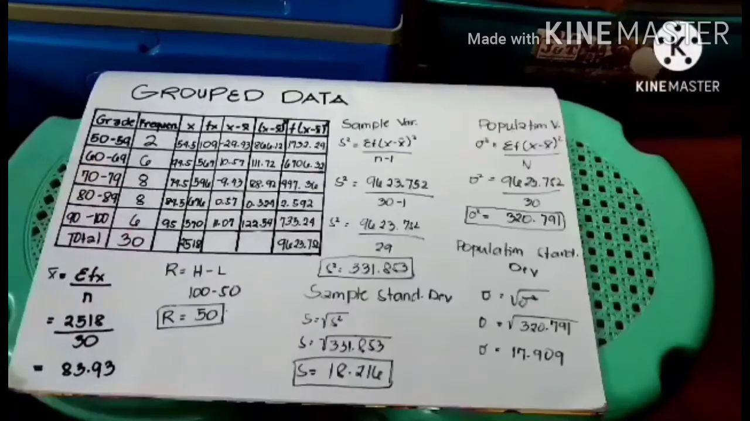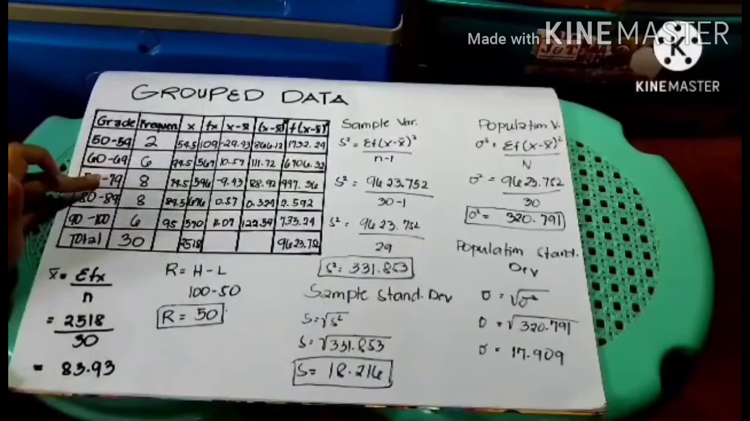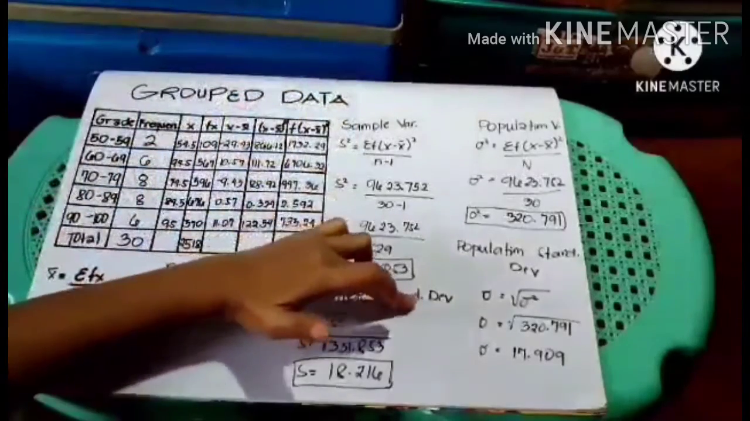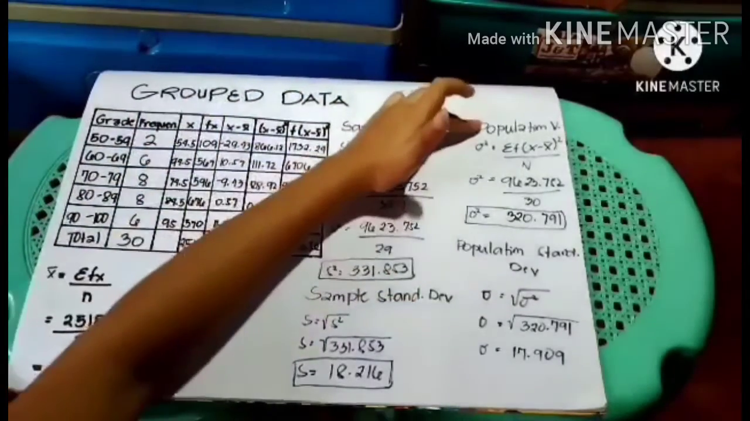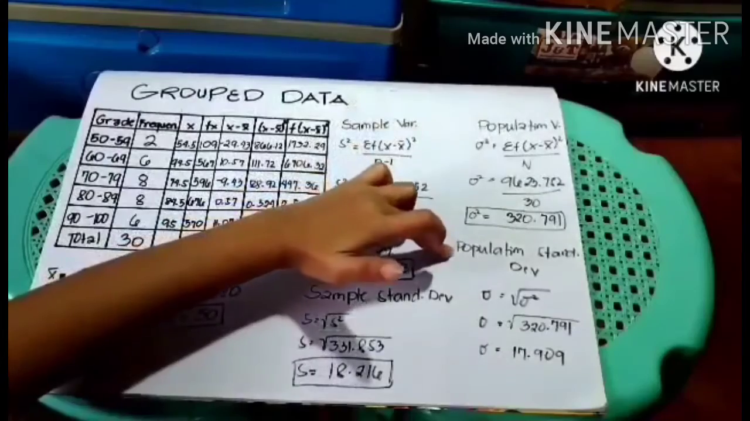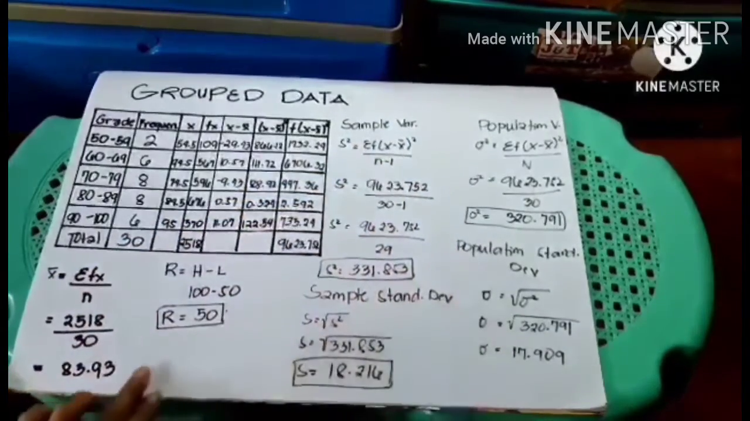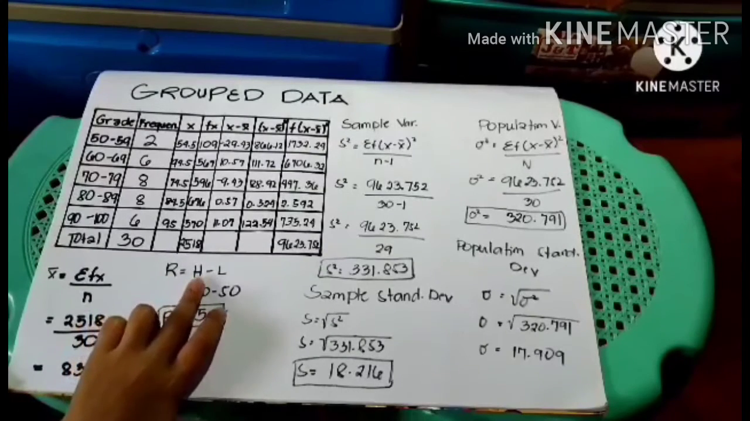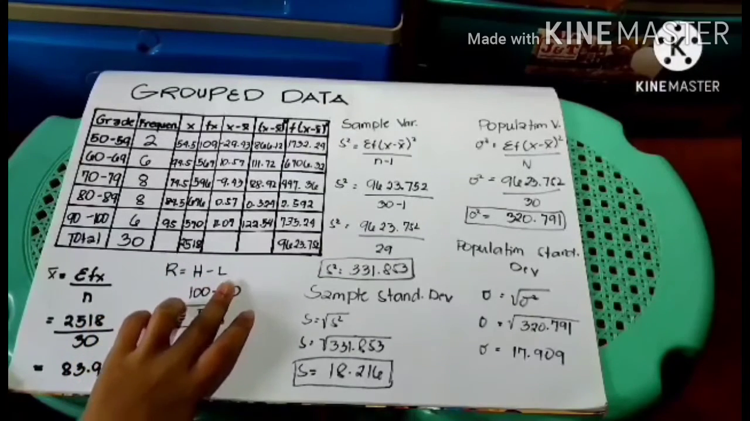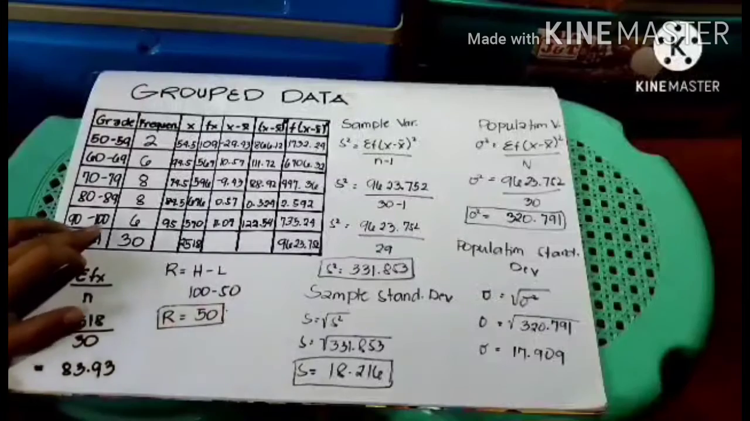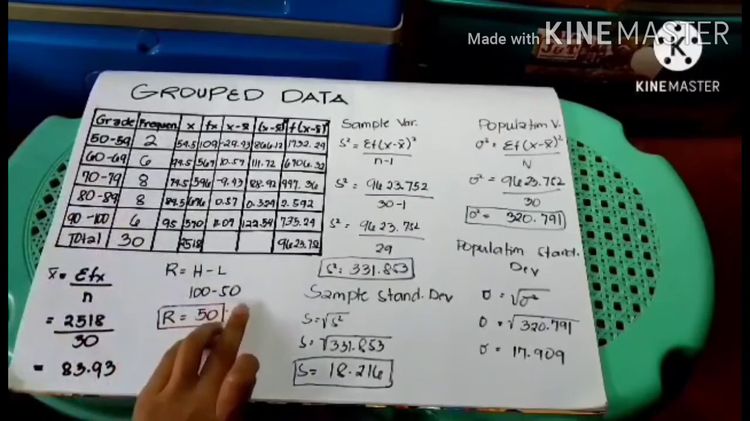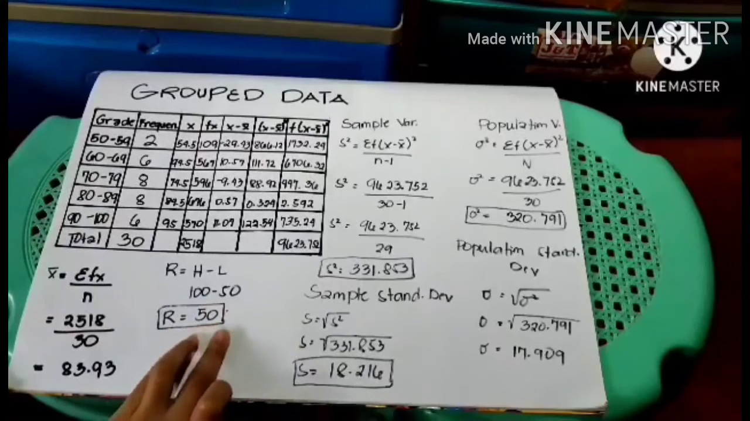So the overall total of f times x minus x bar squared is equal to 9,623.752. This example will solve the range, the sample variance, the sample standard deviation, the population variance, and the population standard deviation. To solve the range, we subtract the lowest from the highest value. Our highest is 100 and our lowest is 50. So 100 minus 50 is equal to 50. Our range is 50.